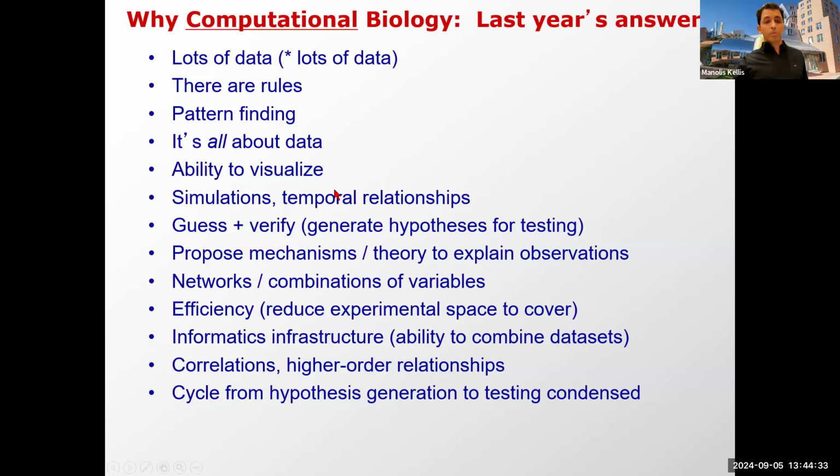Then, the ability to run simulations, these temporal relationships, being able to guess and verify, generate lots of hypotheses and then test them, propose a mechanism or a theory to explain the observations, again, building networks and combinations of variables, being more efficient. There's a lot of informatics infrastructure as well, the ability to combine data sets together from disparate places and get insights that would otherwise not be possible. Understanding, again, not just correlations, but also higher order relationships. And then the cycle between hypothesis generation and testing, getting dramatically condensed.